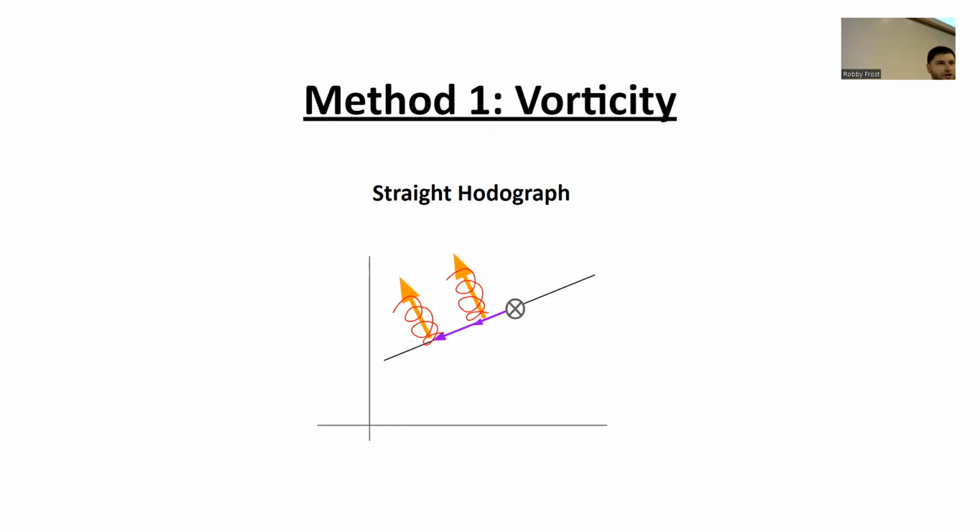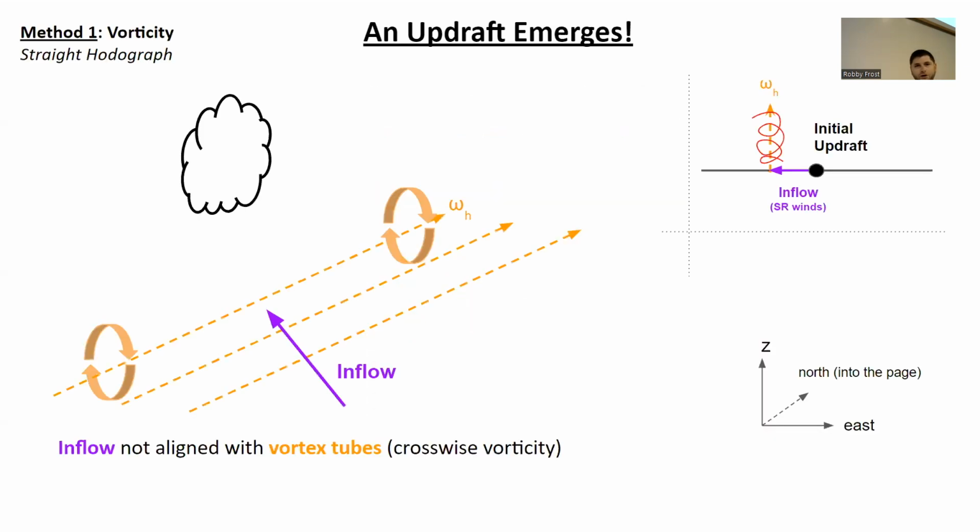So let's start with a straight hodograph. So first part of the story, we have an updraft that develops. And what you can see is we have a straight hodograph on the right, and the initial updraft motion lies on the hodograph. That gives you what? Streamwise or crosswise vorticity? Crosswise, exactly. The inflow for the storm is crossing at a 90-degree angle the vortex lines. So they're not aligned. You don't get helical inflow into this initial updraft.